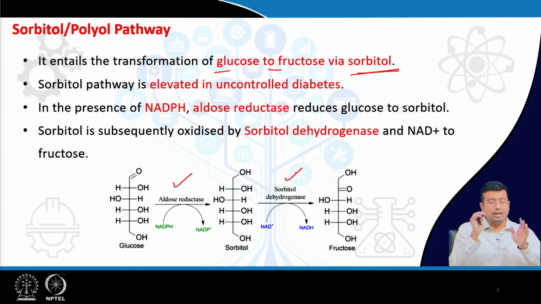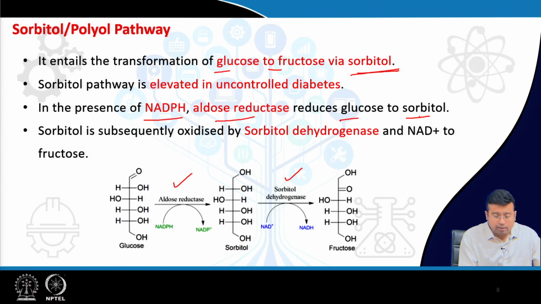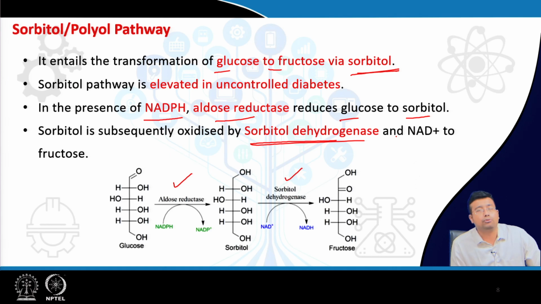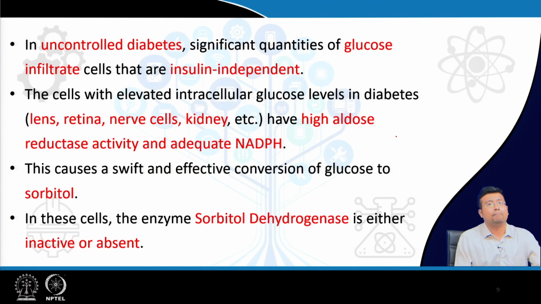Okay. So, in presence of NADPH derived from the HMP shunt, aldose reductase reduces glucose to sorbitol. What is the fate of sorbitol? This sorbitol ultimately is acted upon by sorbitol dehydrogenase to form fructose. Okay. Just know this, in diabetes glucose can be converted to fructose by the sorbitol or polyol pathway, right. So, what is the problem? You see, in uncontrolled diabetes, significant quantities of glucose can infiltrate the cells that are insulin independent, right.